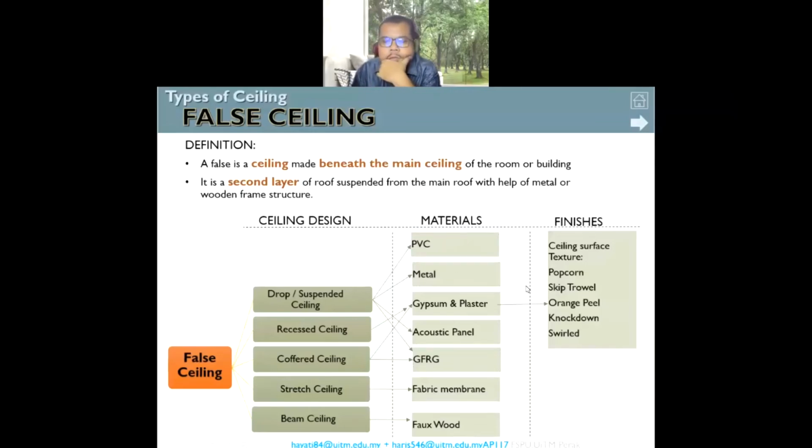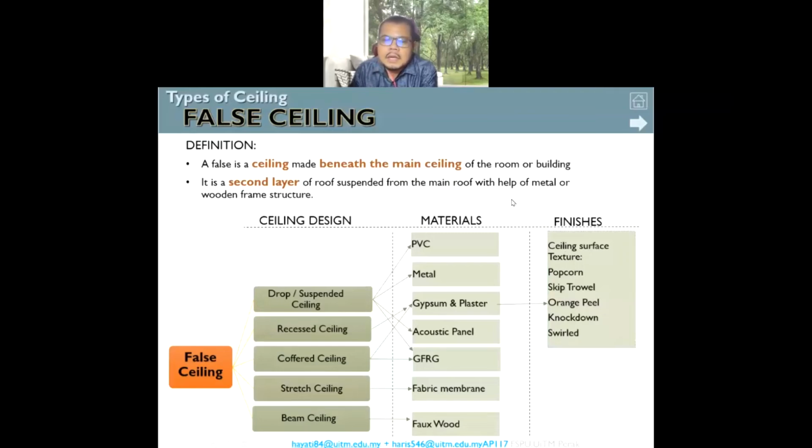Okay, semua ni kita akan cover at our slide lah. Saya akan cover one by one. Ini material. Finishes pula, dia punya kemasan. It can be a texture shielding, it can be a POP part, can be a skip trowel, orange paint, and so on. Ini juga kita akan cover.